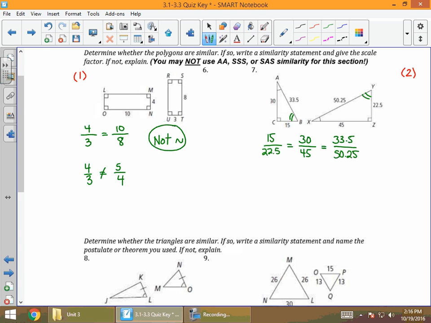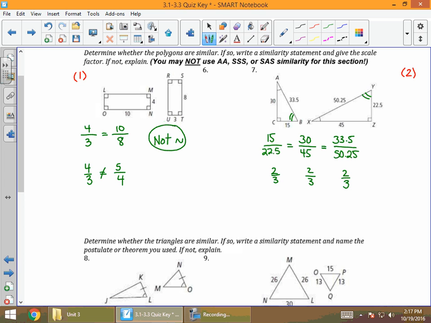I do 15 divided by 22.5, and I see it's 0.66666667. That is 2/3. If you hit math, enter, you'll see 2/3. 30 divided by 45 is also 0.666667. So that is also 2/3. And if I do 33.5 divided by 50.25, I will see that it is also 0.6667, which is 2/3. So these two things are similar.